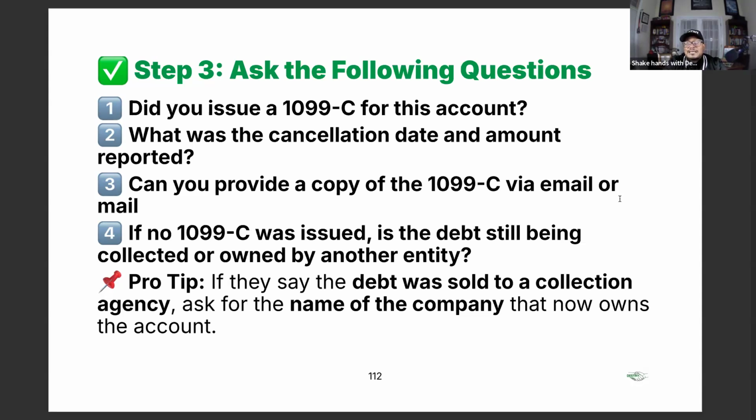If no 1099-C was issued, if the debt was still being collected or owned, you want to ask, is it being collected or owned by another company, i.e. it was Verizon that had it? Did y'all basically sell this collection to another collection agency? If they say the debt was sold to a collection agency, because they could have sold it from Verizon over to Portfolio Recovery, that's what you want to ask, okay?